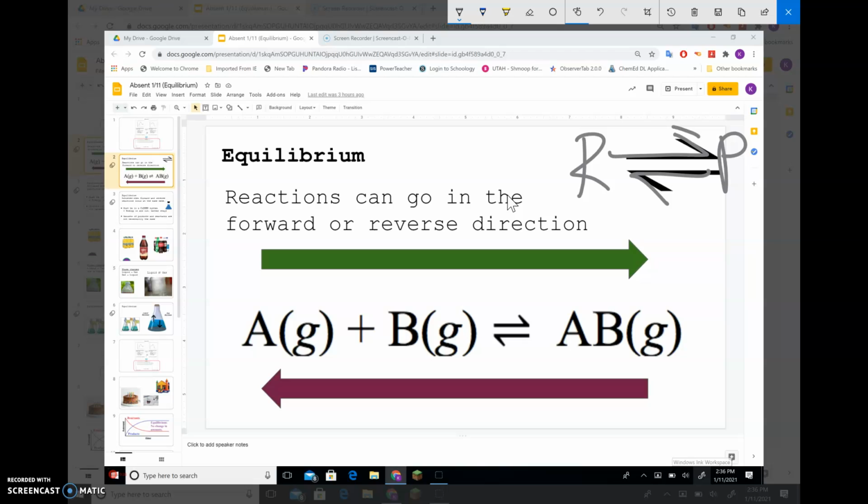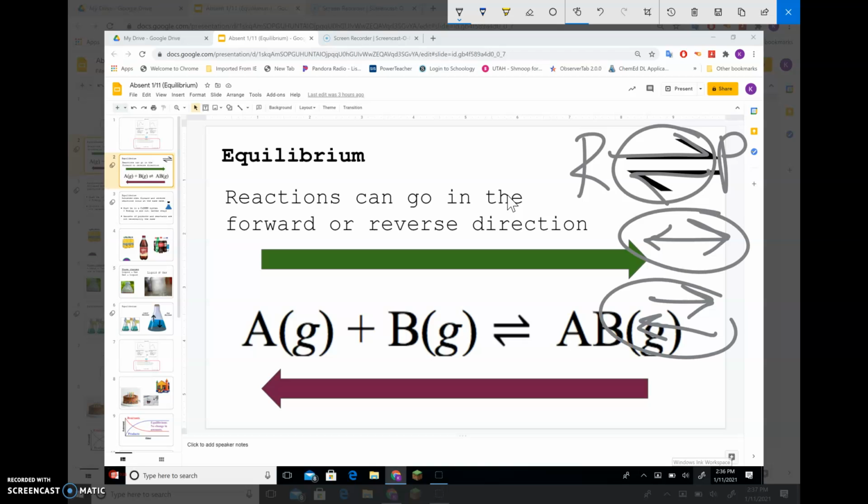So one way to show equilibrium is by these half arrows. Another way is a double-sided arrow like this. And the third way is showing 2 arrows that are close together. So again, there's one way, 2 ways, and a third way. So here's this reaction on the bottom. The forward reaction is the green arrow as it goes from reactants to products. The reverse reaction is this maroon arrow or purple arrow going from products to reactants.